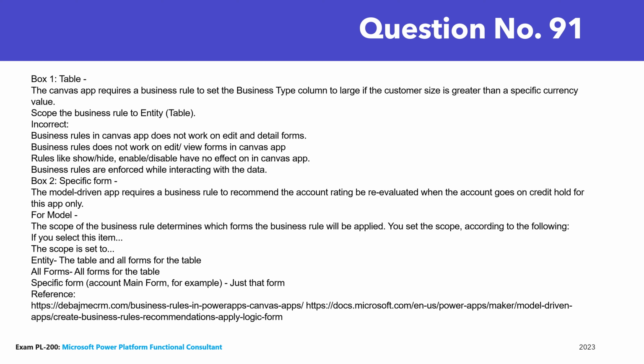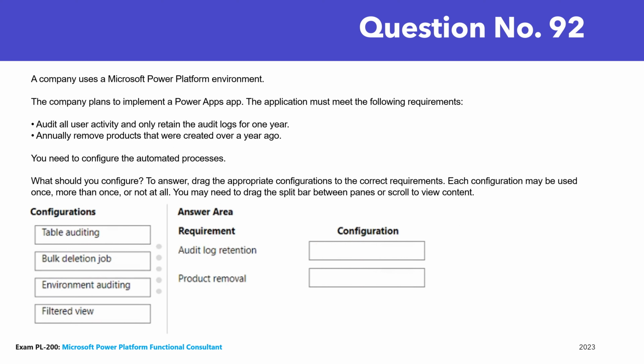A company uses a Microsoft Power Platform environment. The company plans to implement a Power Apps app. The application must meet the following requirements. Audit all user activity and only retain the audit logs for 1 year. Annually remove products that were created over a year ago. You need to configure the automated processes.